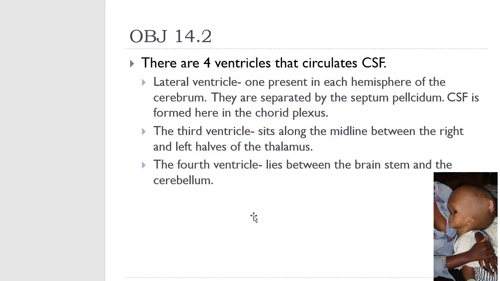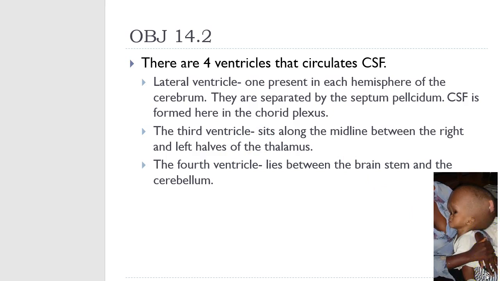Then we have the third ventricle, which sits along the midline between the right and left halves of the thalamus, and then the fourth ventricle, which lies between the brain stem. Now, what you see in the lower right-hand corner is a child with what we call water on the brain, or a waterhead. What it actually is, is cerebrospinal fluid has been blocked in one of these ventricles, so it's not flowing properly like it needs to. So what we end up doing is putting in a shunt to drain the fluid.